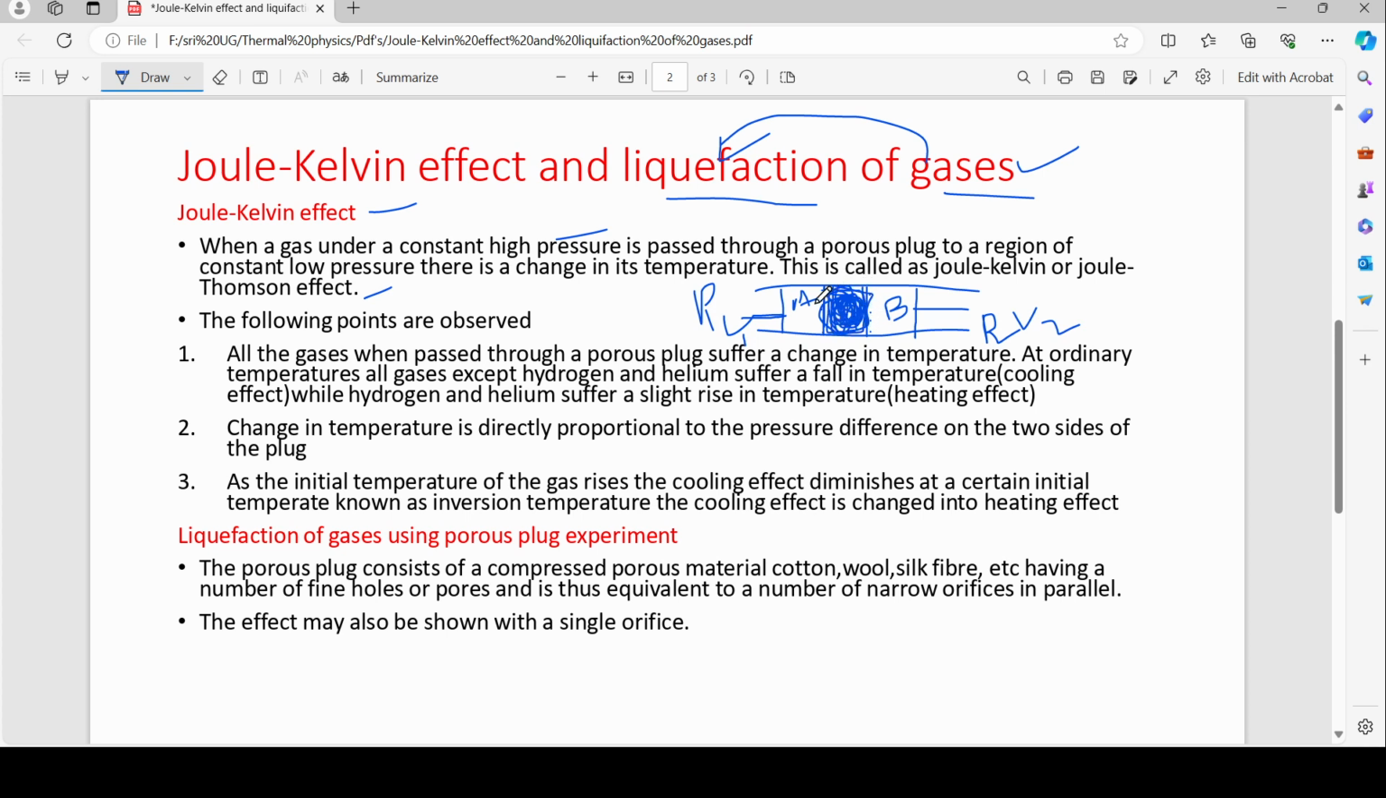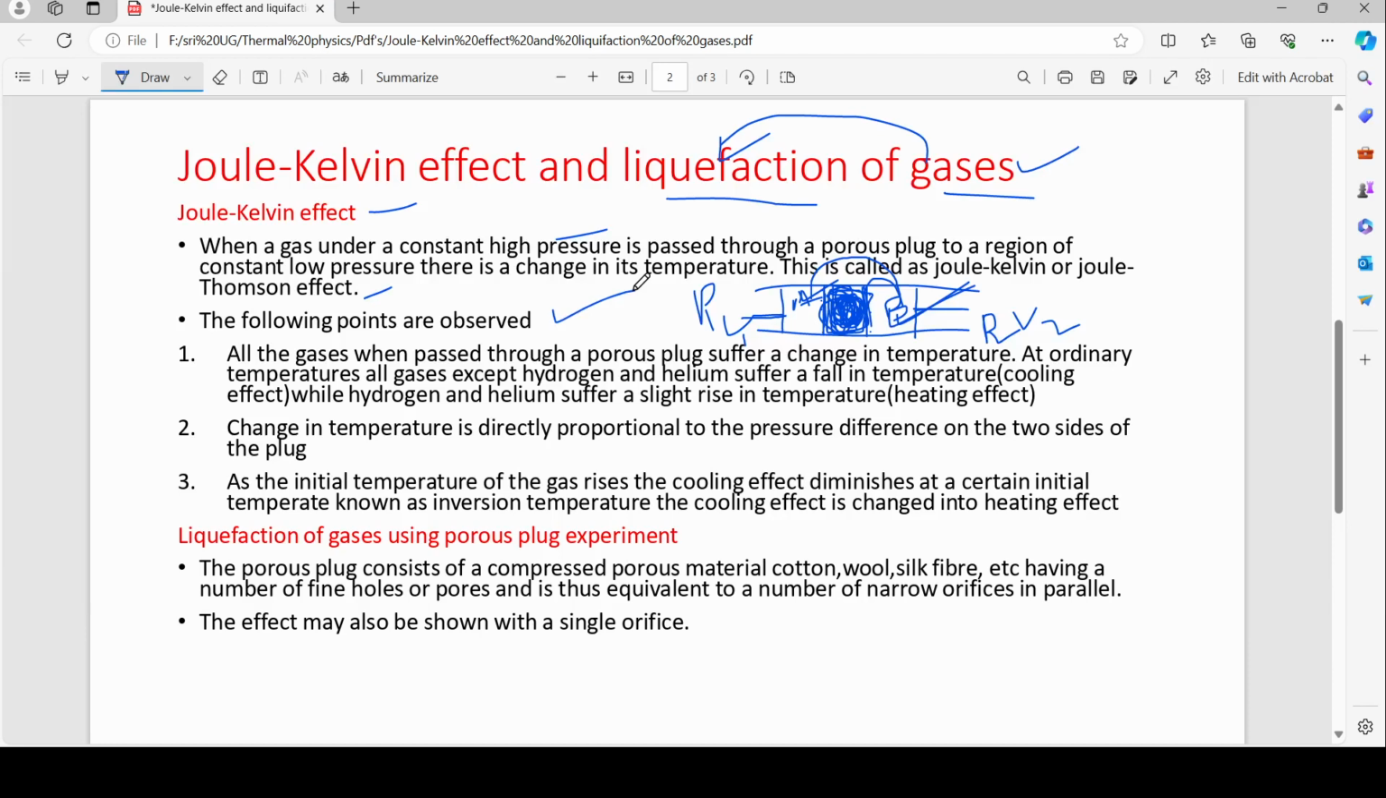When the highly compressed gas passes through the small holes of this plug and enters the B region, what happens? A certain change in temperature will occur. Sometimes the temperature may increase and sometimes decrease, depending upon the nature of the gas. Then this piston moves backward. So when the gas passes through the porous plug from the high pressure region to the low pressure region, a change in temperature occurs. This is called the Joule-Kelvin effect.